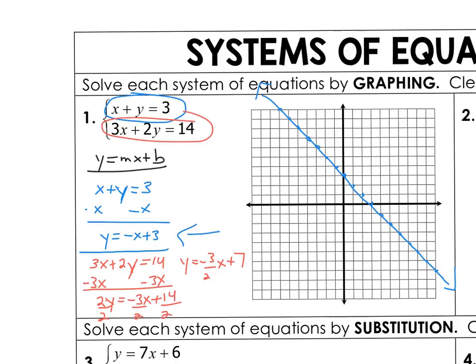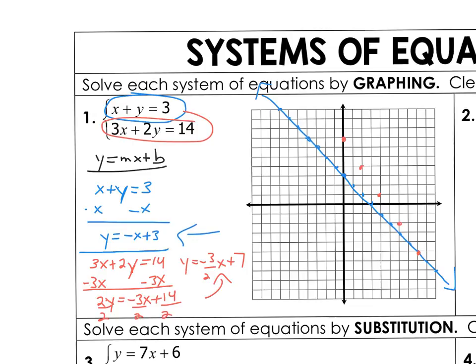For my red line, my slope is negative 3 halves, and my y-intercept is 7. So I'm going to go up to 7, and that would be my y-intercept. My slope is negative 3 halves, which means I would go down 3, to the right 2. Down 3, to the right 2. Down 3, to the right 2.